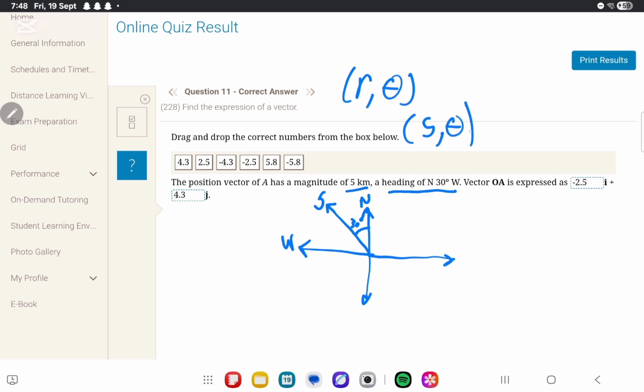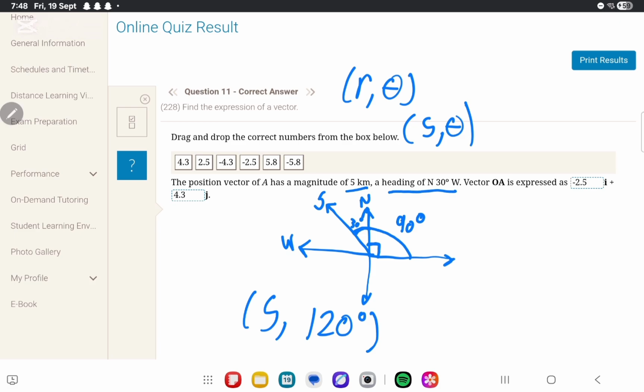Okay, and I know that theta is the angle between the positive x-axis and the vector, right? So it's between this and here. Now for the millionth time, what's the angle between two coordinates? It's going to be 90 degrees. So 90 degrees here, 30 degrees here. What's 90 plus 30? 120. So it's going to be 5 comma 120 degrees.